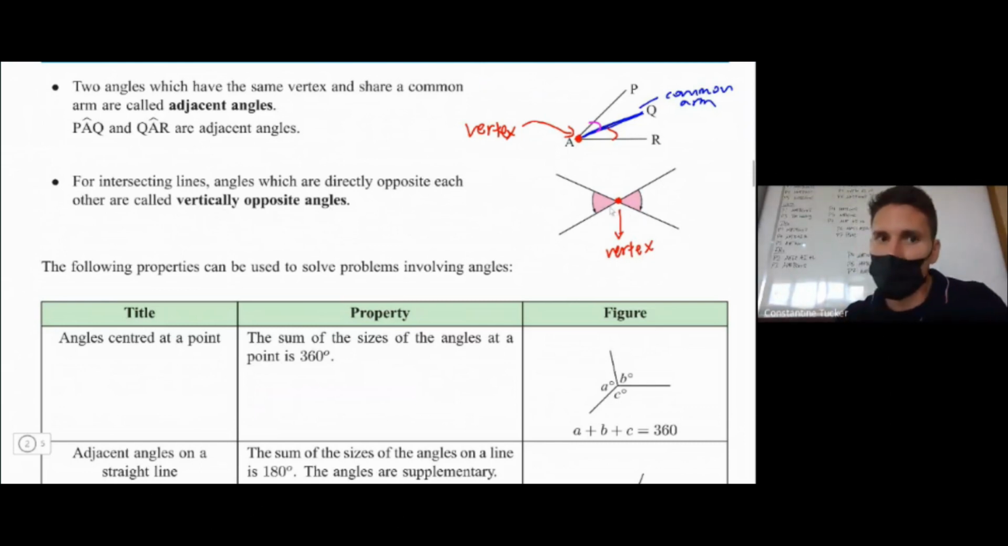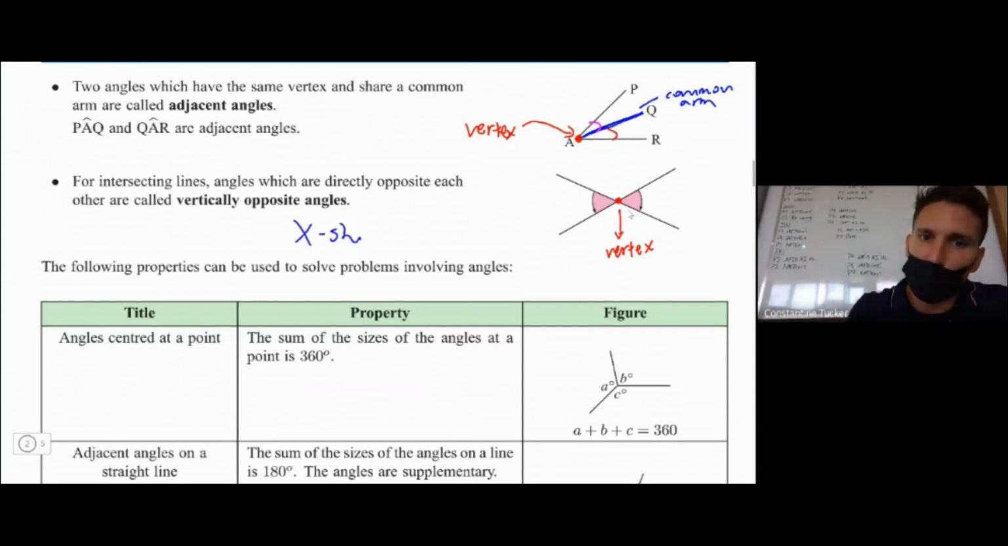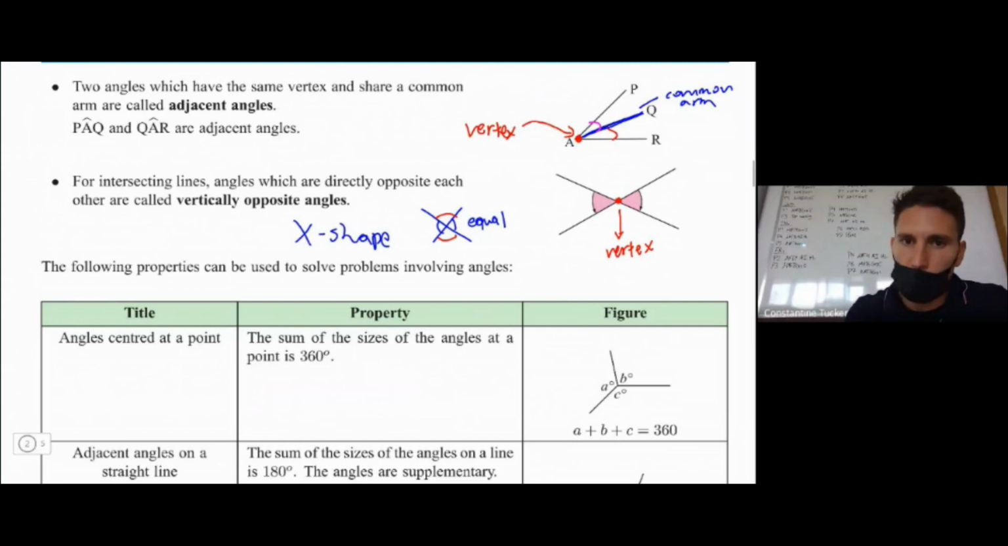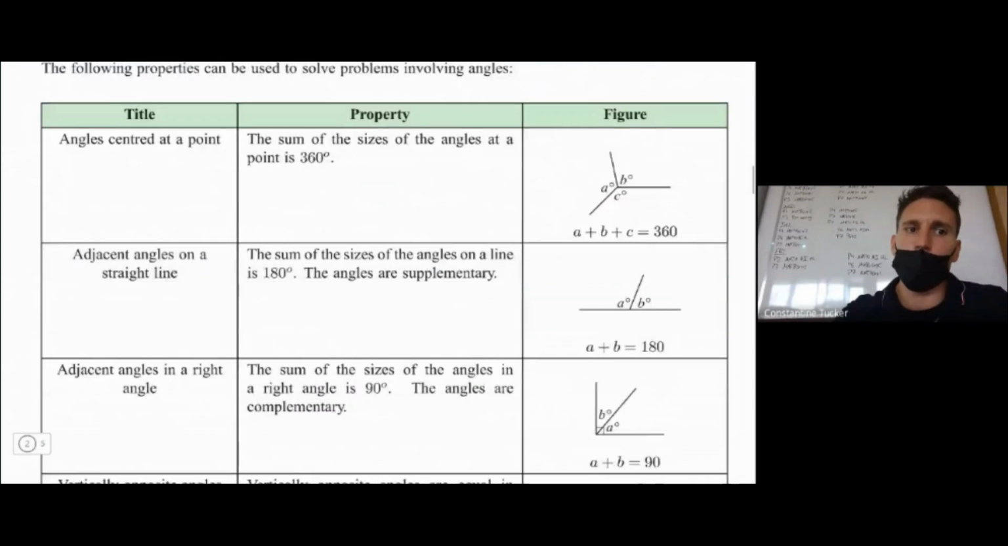So vertically opposite angles are equal. So how do we remember this? Remember the X shape. When you have an X shape, these angles we get in the middle, opposite each other actually, they are equal. And the same thing happens with the other pairs of angles, so the red ones are also equal. So yes, that's pretty much the idea here. Let's move on now to some other facts.